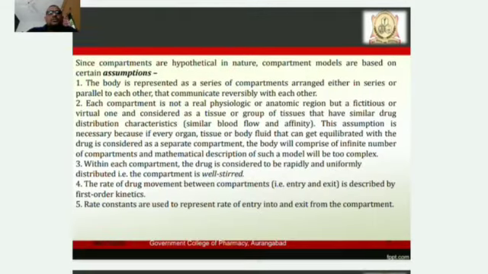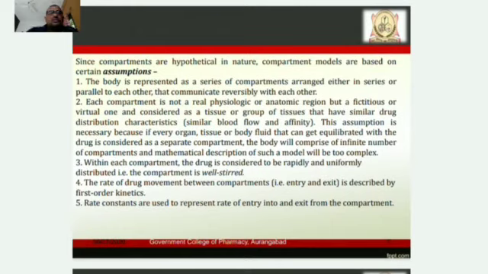Next we'll see what are the assumptions of this model. The compartment models are based on certain assumptions. First is the body is represented as a series of compartments arranged either in series or parallel to each other that communicate reversibly with each other.